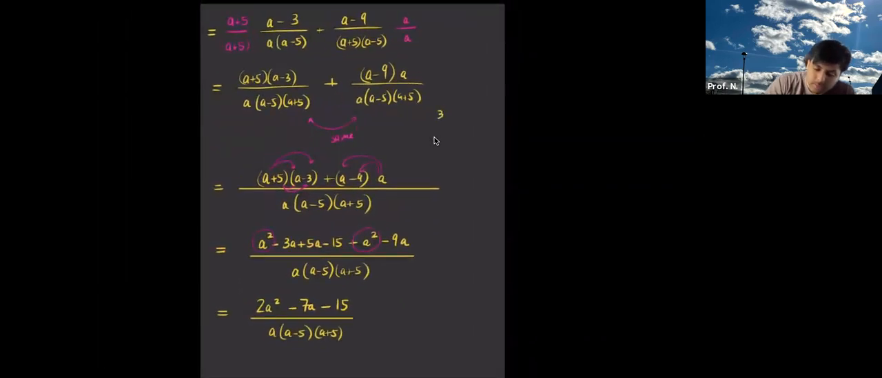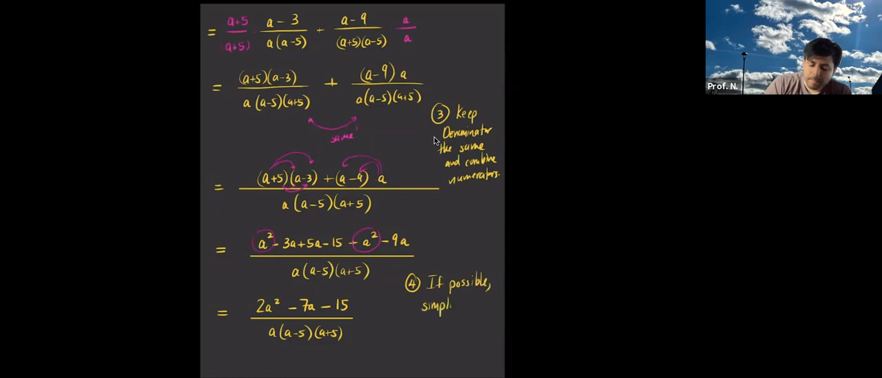So step 3 here, guys, was to keep the denominator the same and combine numerators. So I combined the numerators, which I did. And now the very last step is, if it's possible, simplify. And what I mean by simplify is factor and cancel.